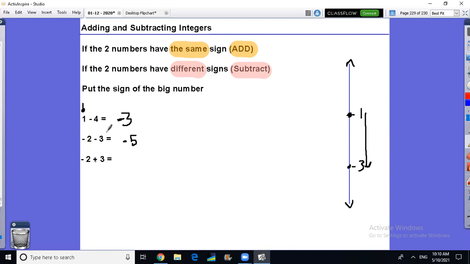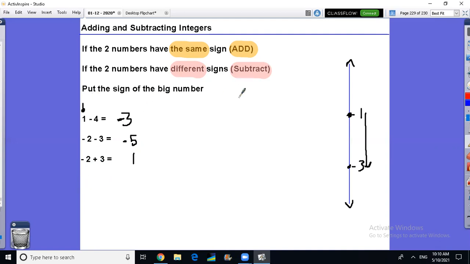The same thing in the third question. What's the sign of the 2? It's negative. The sign of the 3, it's positive. Do they have same signs or different signs? Different signs, mister. One is negative, one is positive. So subtract. The different signs, subtract. 3, take away from it 2, it is going to be 1.